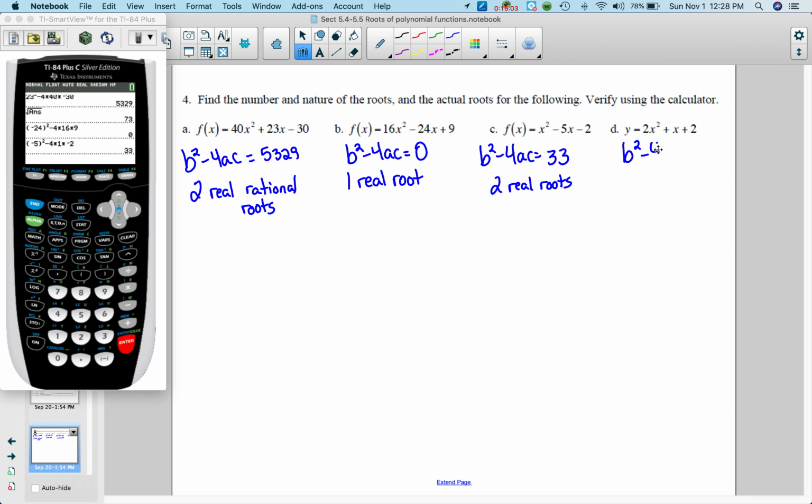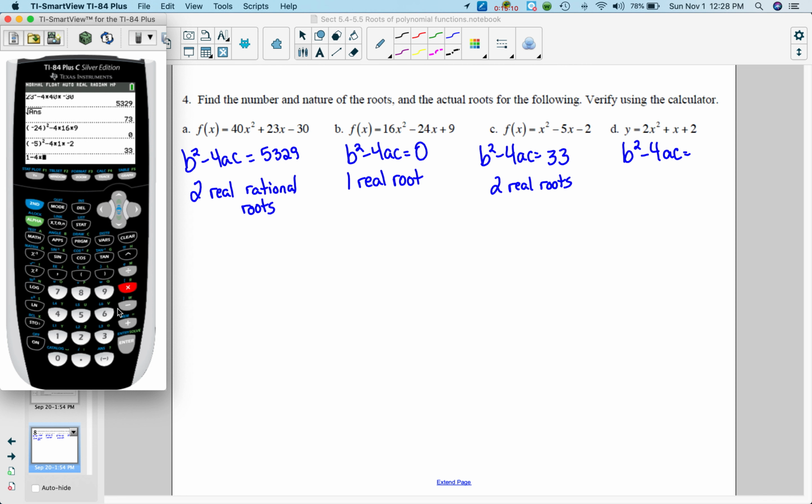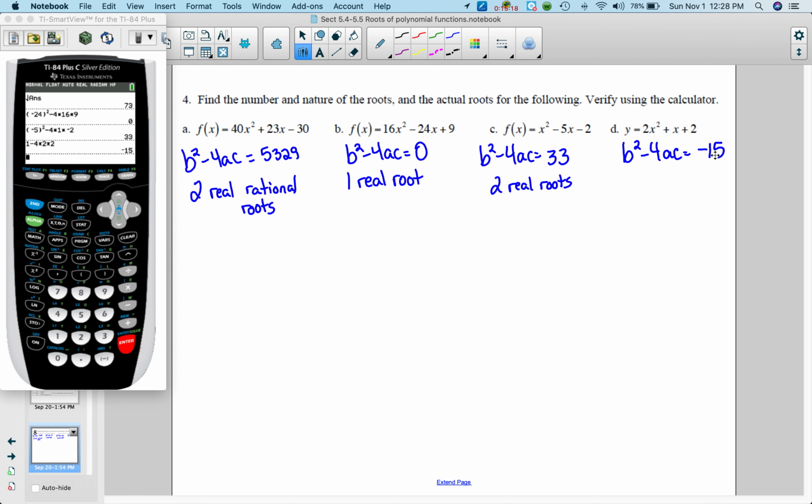And then on this last one, you can probably guess what's going to happen on here, because there's only one we haven't seen yet. So b squared, so we have 1 squared, which is 1, minus 4 times a is 2 times 2, and I get negative 15, which means we're going to have 0 real roots, which, by the way, means we have 2 complex, well, imaginary, they might not be pure imaginary roots. So we're going to involve i in that answer.